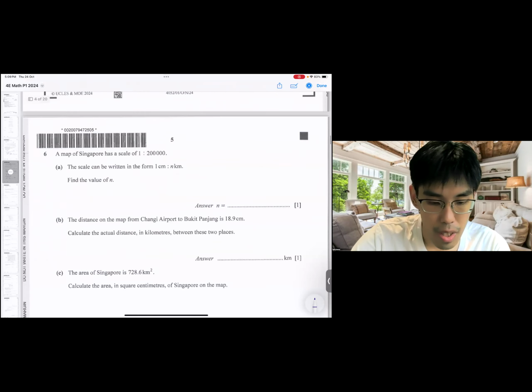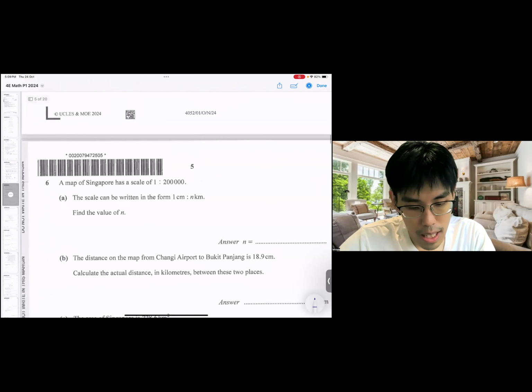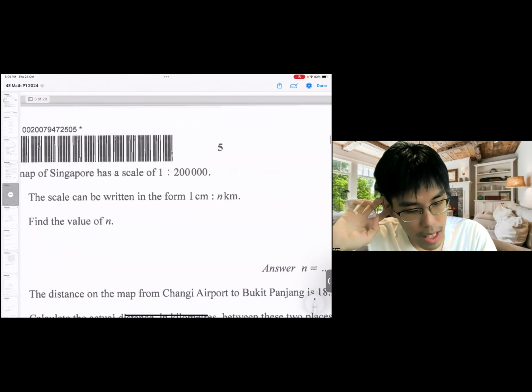Okay, let's go. 1 to 20,000 is 1 to n kilometer. Find the value of n. So basically, I want to view it as 200,000 cm because it's the same unit. The idea here is to change 200,000 cm to kilometer. So this is 2,000 meter. This is 2 kilometer. So n is 2.